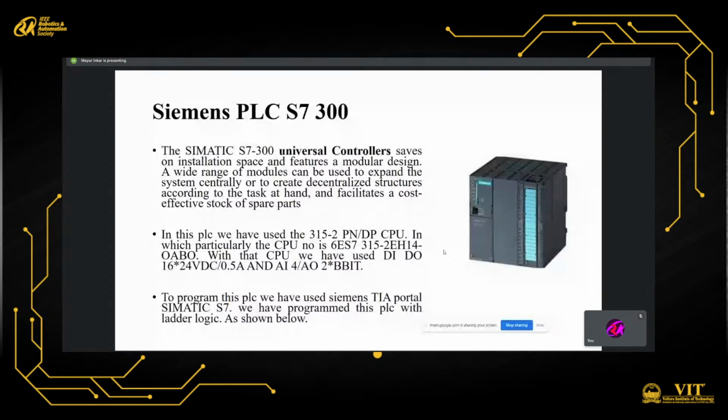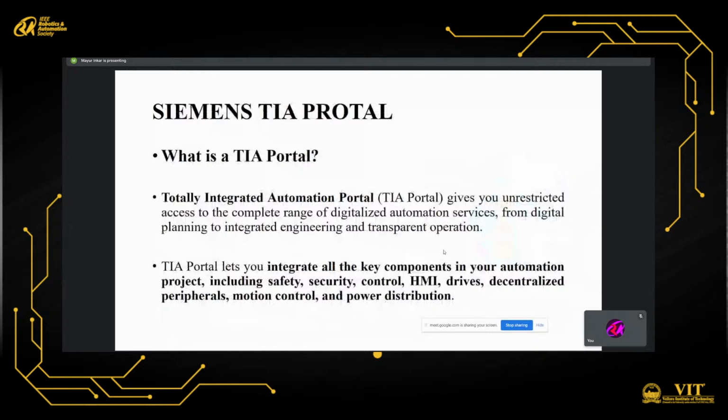To program this Siemens PLC, Siemens has its own software, known as TIA Portal. So what is TIA Portal? TIA stands for Totally Integrated Automation Portal. It gives you unrestricted access to the complete range of digitalized automation services, from digital planning to integrated engineering and transparent operations. Siemens has built many different kinds of PLCs, and to program all of them you can just use the Totally Integrated Automation software. Not only that, it is also used to program HMI.